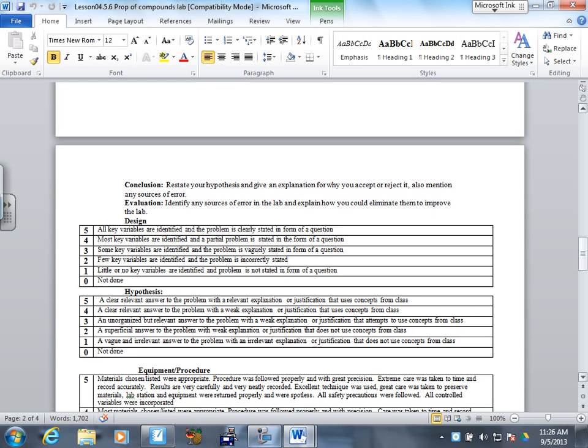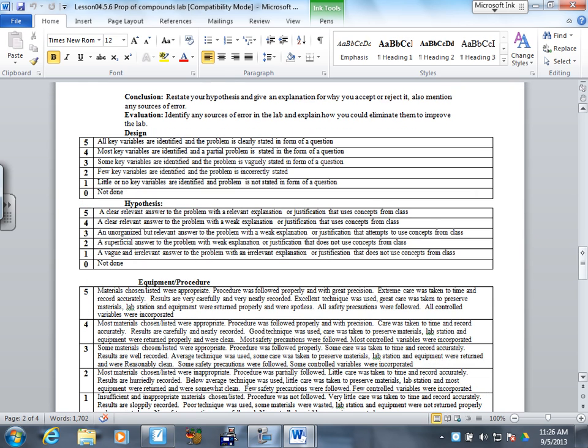You guys have all seen these before? There was a while where JP2 and us were using exactly the same rubrics. I don't know if that's still true or not. So you have your design. That's where I look at whether you identified the variables correctly. For your hypothesis, there are 5 marks. Equipment and procedure: sometimes this rubric will be on, sometimes it won't. For this lab, it is, because you're designing the procedure. So I mark the quality of your procedure on this one.